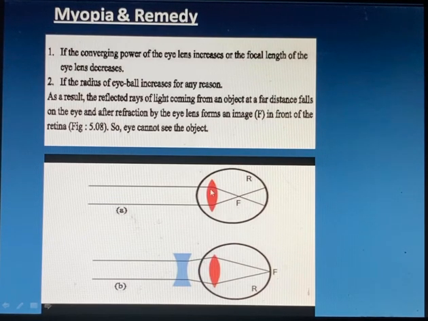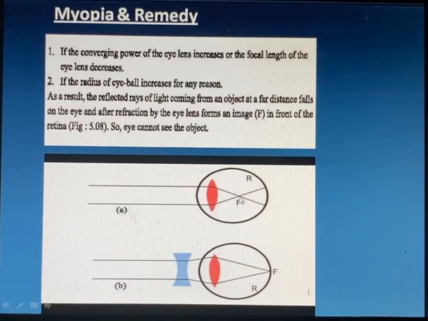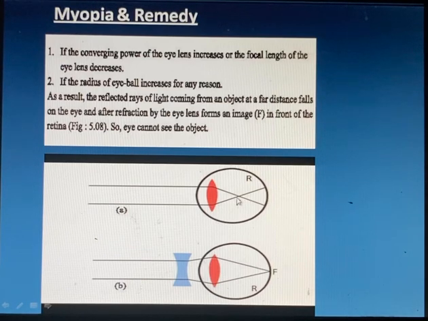The converging power of the lens is increased and the focus falls very before reaching the retina wall out there, right? This is the converging lens of the eye, and these are the incident rays passing through the eye lens, and the converging power of the eye lens increases. As a result, focus is formed before the retina wall. As a result, the patient can only observe near objects, and they cannot see the far objects.